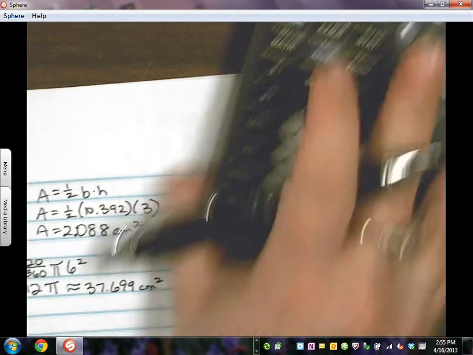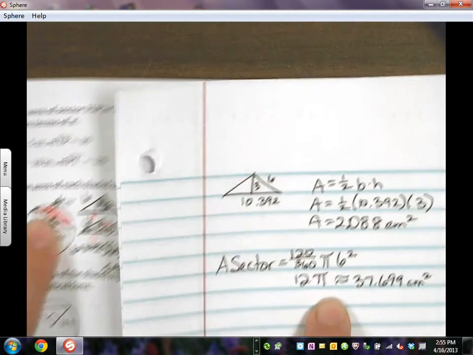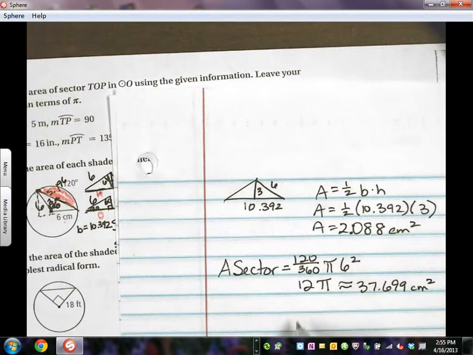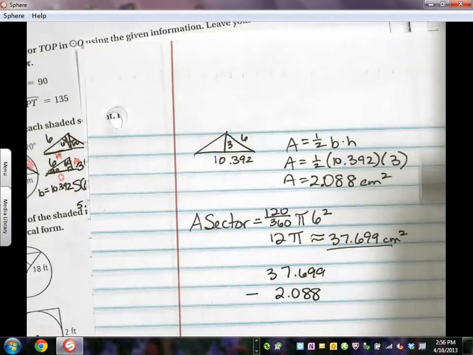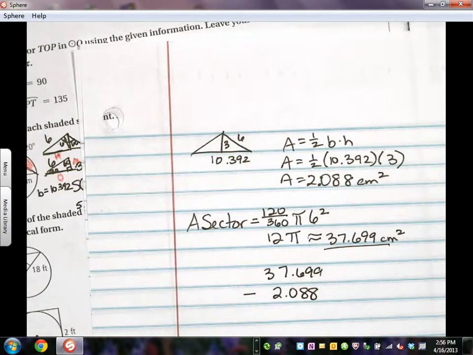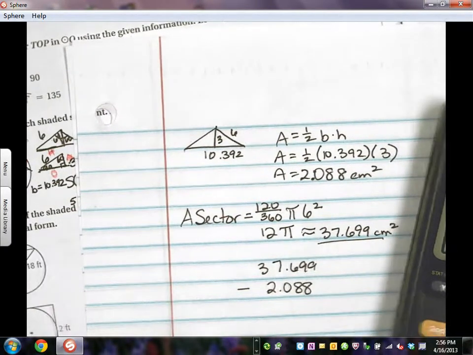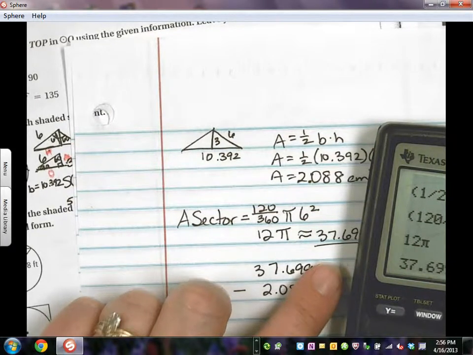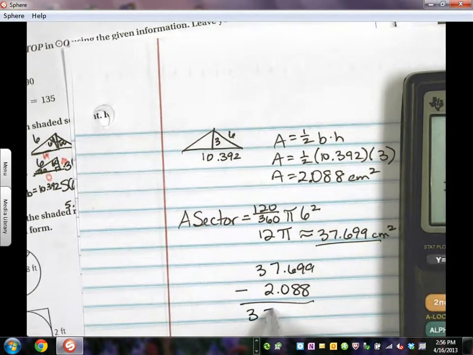So over here you'll see I know the area of the triangle, I know the area of the sector. I want to know this part that's not included. So we're going to subtract. I take my area of the sector and I subtract the area of the triangle. So 37.699 minus 2.088. That seems really small to me. I think I want to go back and check that.